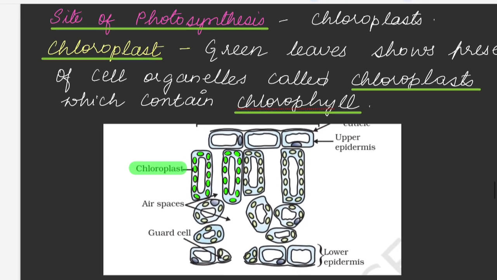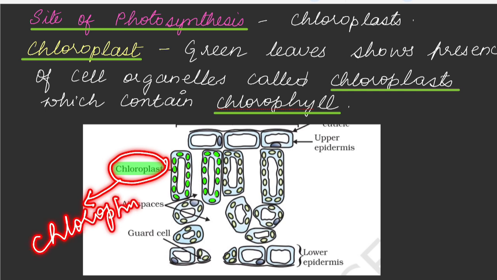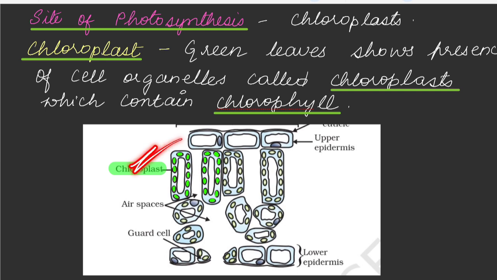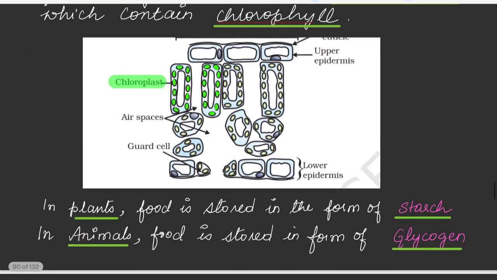So this is where photosynthesis will take place, because chloroplast contains a green pigment which is called chlorophyll. So chlorophyll is present in chloroplast and this chloroplast is present in the leaf. So this is where the photosynthesis will take place. So chloroplast is the site of photosynthesis.